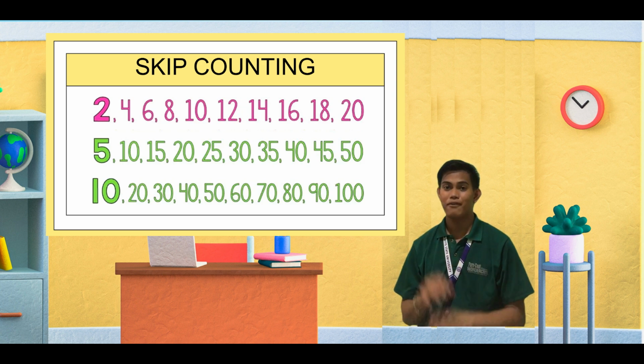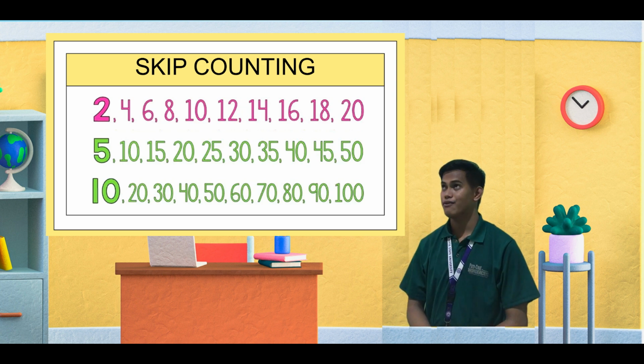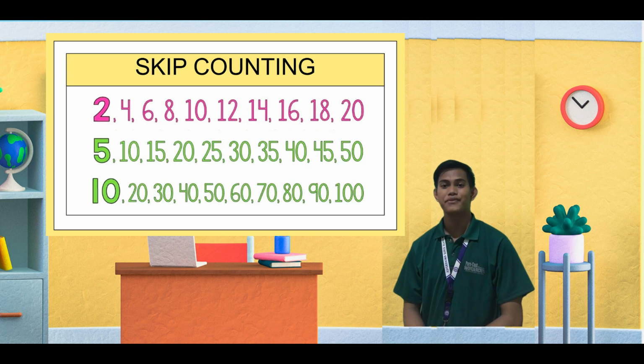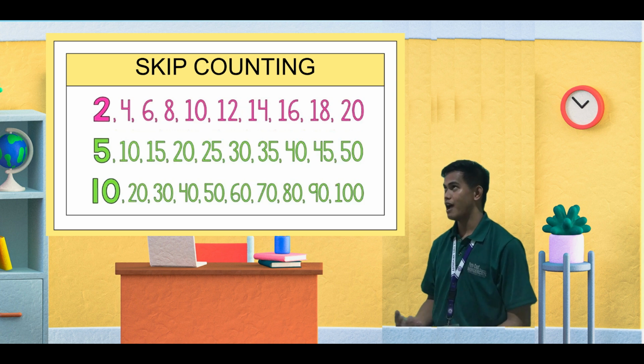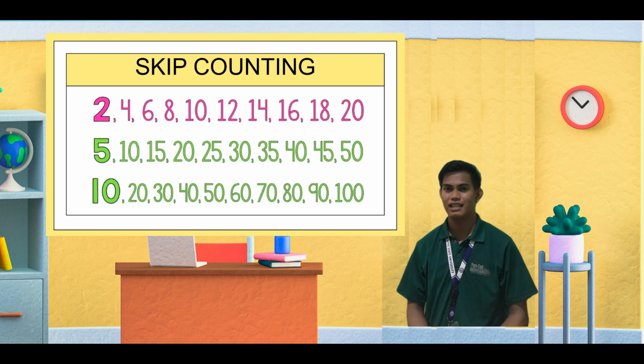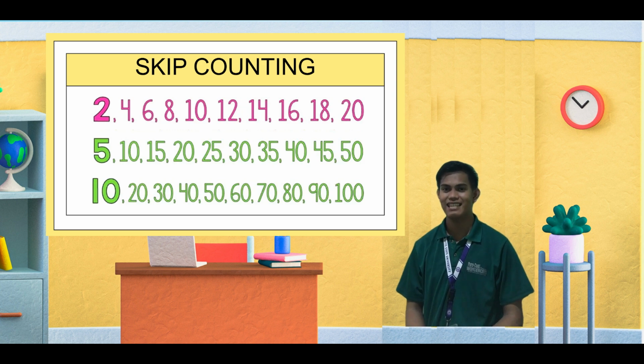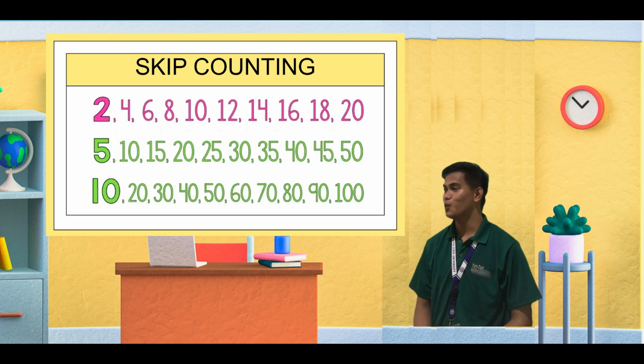In skip count by 5s, we have 5, 10, 15, 20, 25, 30, 35, 40, 45, and 50. While in skip count by 10s, we have 10, 20, 30, 40, 50, 60, 70, 80, 90, and 100.